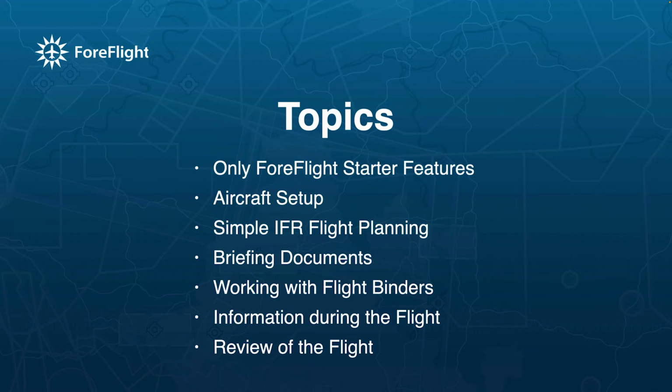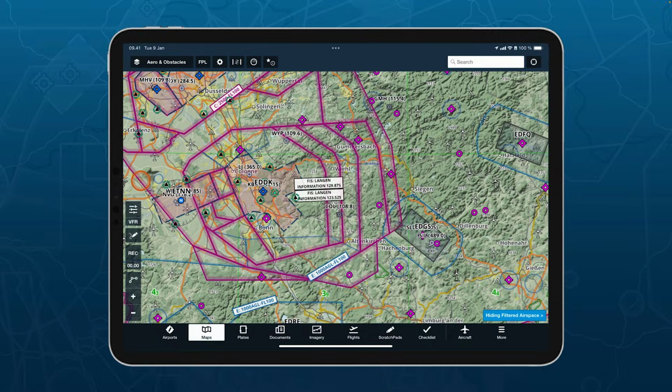What we cover today is first the aircraft setup. Then we execute a simple instrument flight planning, show where you can get the briefing documents, how you can work with flight binders, which information you get during the flight, and how you can review the flight. When we started on the map tab in the previous VFR webinars, today we will mostly work on the flights and the plates tab.